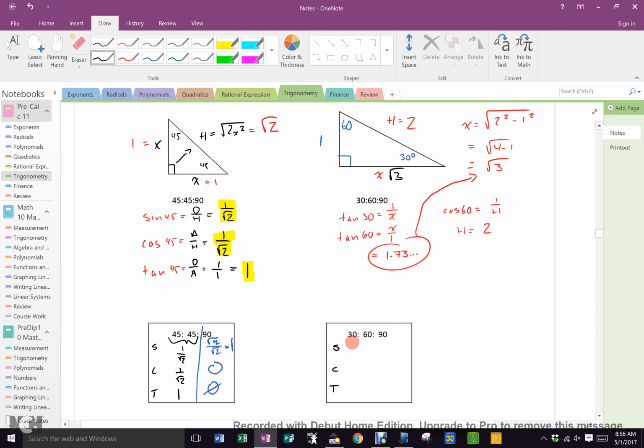So what is the sine of 30? Every 30 is 1 over 2, right? Because it's always 1 over 2. And if you check with your calculator, sine 30, what do you get? 0.5. What's the cos of 30? Root 3 over 2. And what's the tan of 30? 1 over root 3. What about 60?